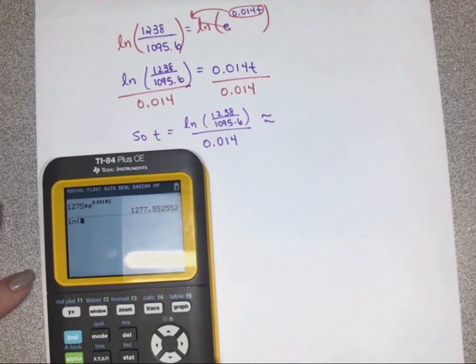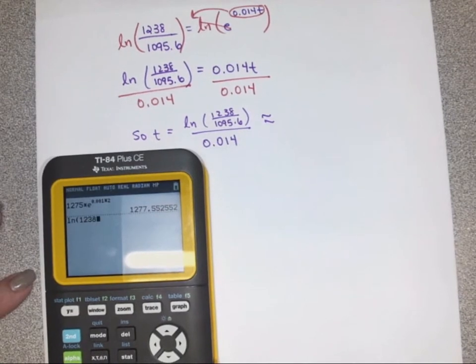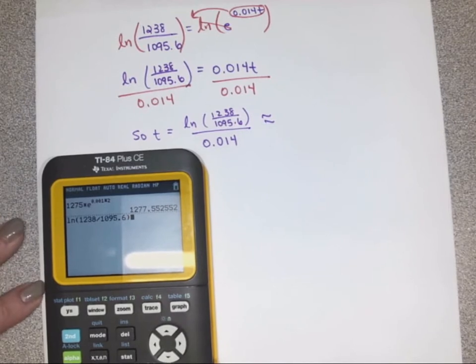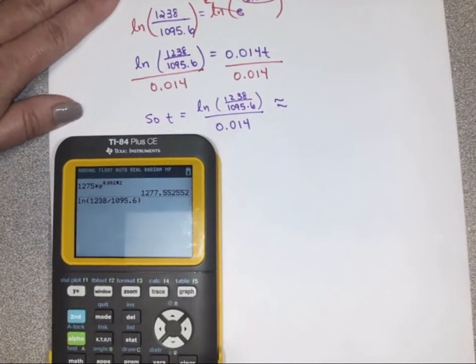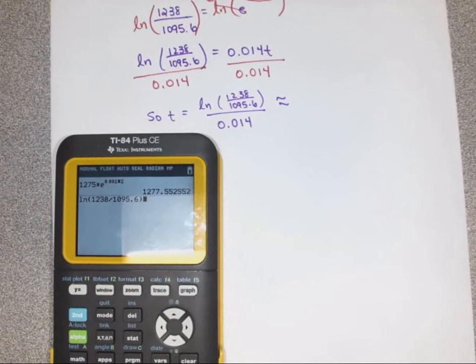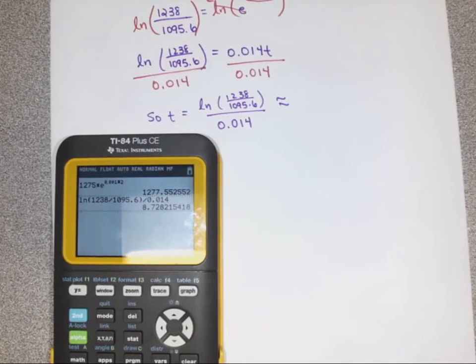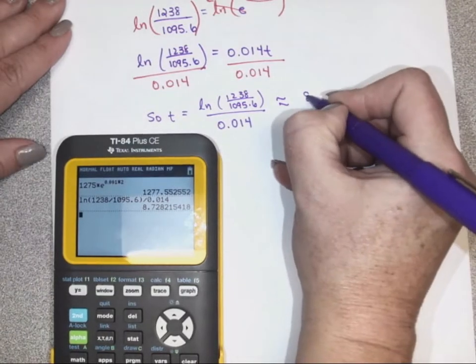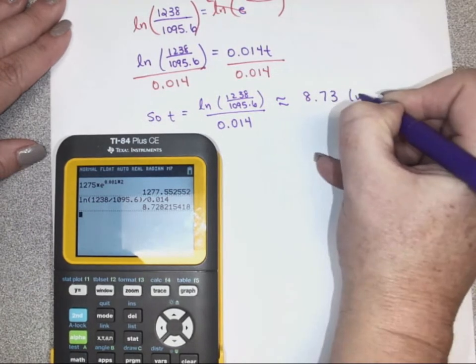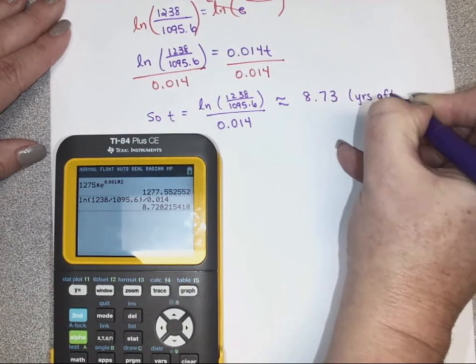That's not something I can do in my head. So ln of 1238 divided by 1095.6. And then close your ln because you're finished with the ln part. And then we want to divide by 0.014. So again, we'll round this to 2 decimal places. Pay attention on MyLab. It'll usually kind of tell you what you get. But we end up getting 8.73. But remember, this is actually years after 2006.